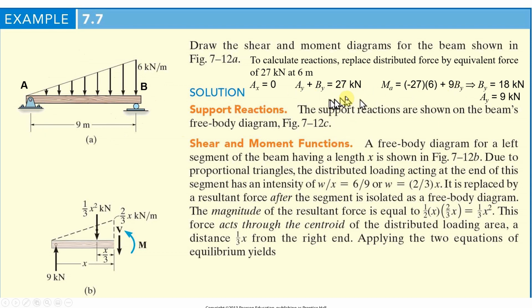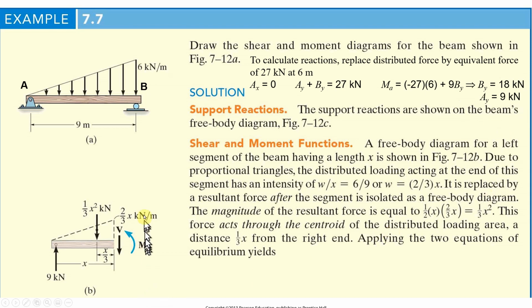And we can separate it out by the moments. That 27 kilonewton force is acting at 6 meters from A. So we can find the moment around A. It's clockwise, so it's negative. And that's equal to 9 times B, which is counterclockwise. And we get this result. BY has to equal 18 kilonewtons, AY has to equal 9.